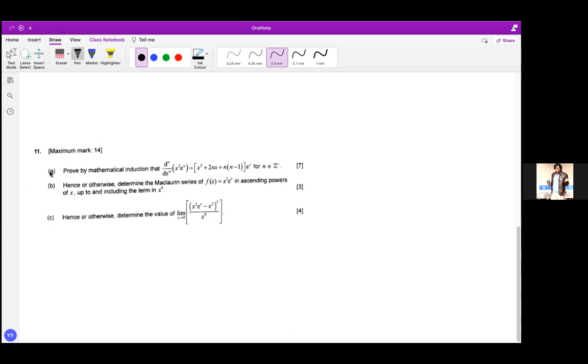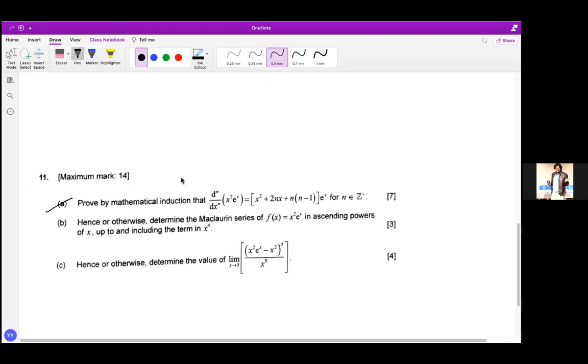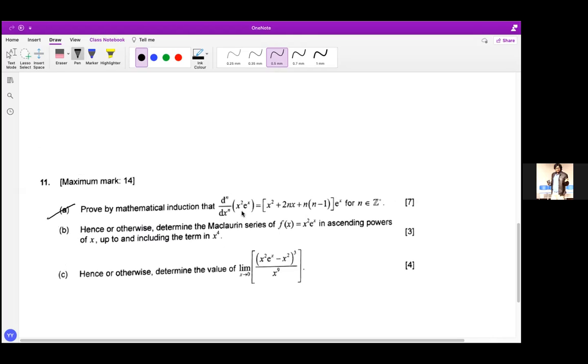All right, so we have to prove that the nth derivative of x squared e to the power x is given by (x squared plus 2nx plus n times n minus 1) e to the power x. So what we do is start with n equals 1. The first derivative will be d by dx of x squared e to the power x. Manually, we apply the product rule for n equals 1.